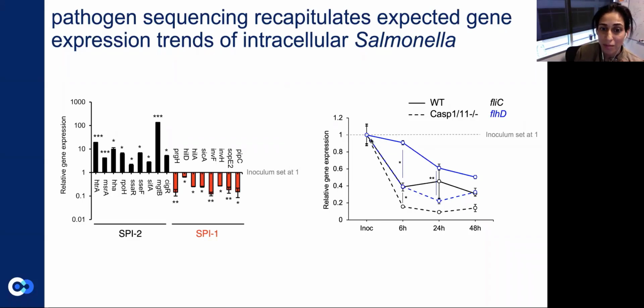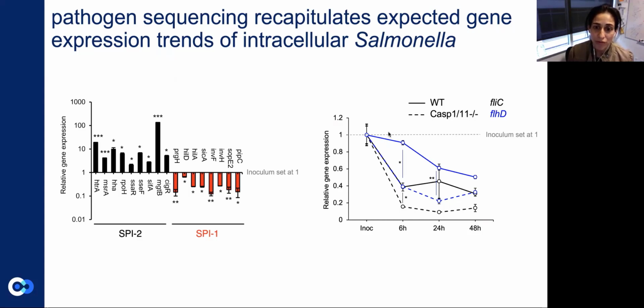And so the expectation there is that in Caspase-1 knockouts, flagellin would actually be downregulated faster, which is also what we'd shown in our previous paper. And so we looked for two genes: the gene that encodes flagellin, that is FliC, and FlhD, which is basically the master regulator of the flagella operon.